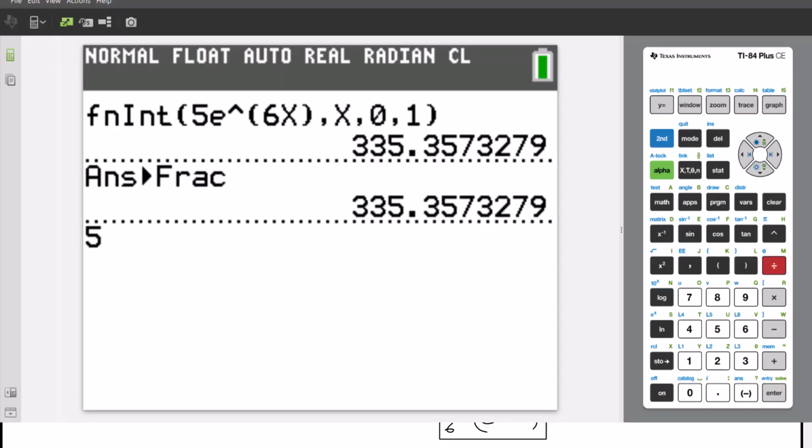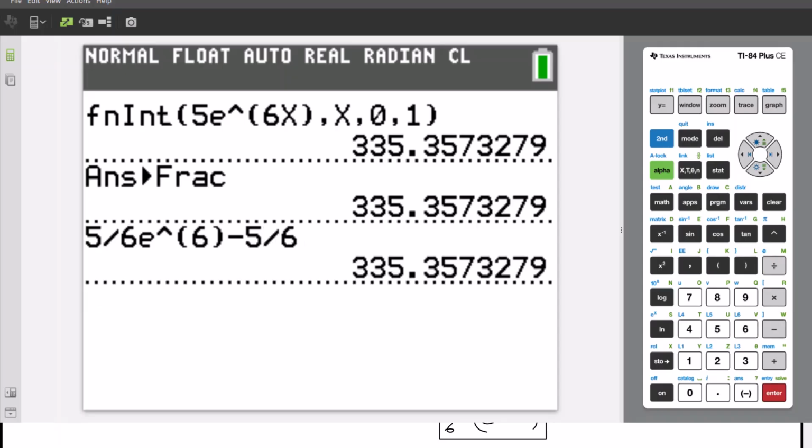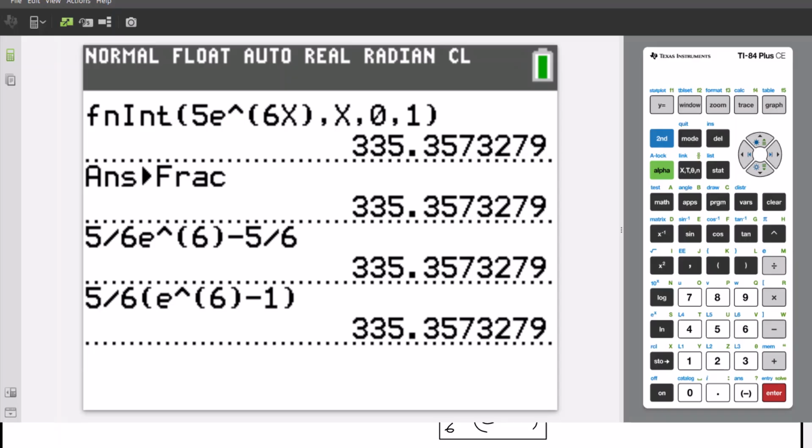But let's confirm with our answer. We had 5/6, and we had e to the power of 6, and we also had minus 5/6 before we factored it. And after we factored it, we got 5/6 times e to the power of 6 minus 1. And as you can see, all of these answers match, and that's exactly what we would like to see.